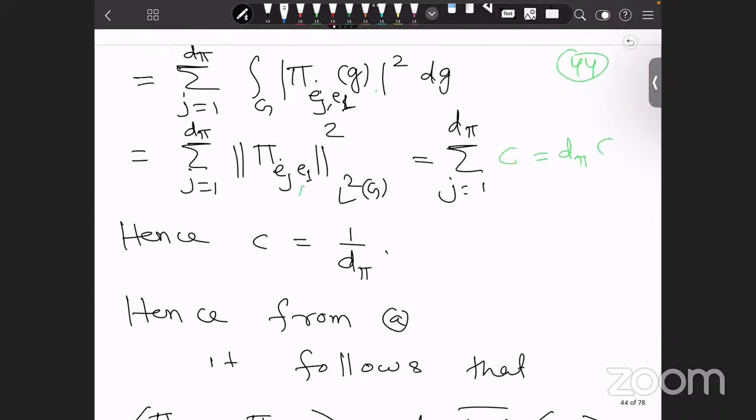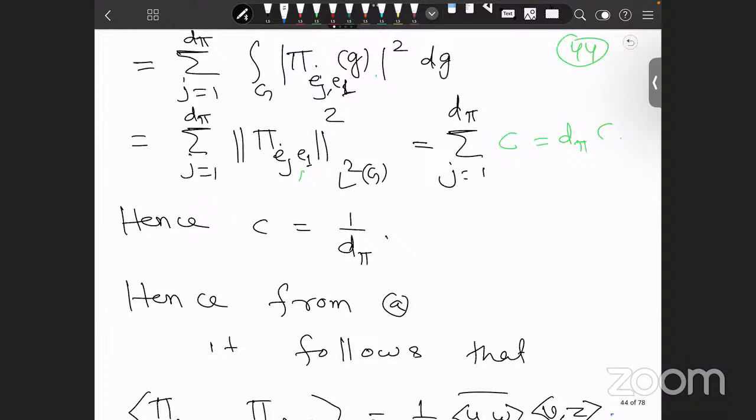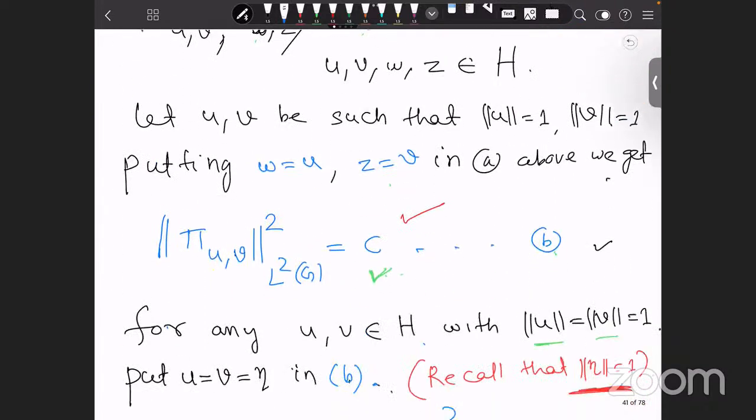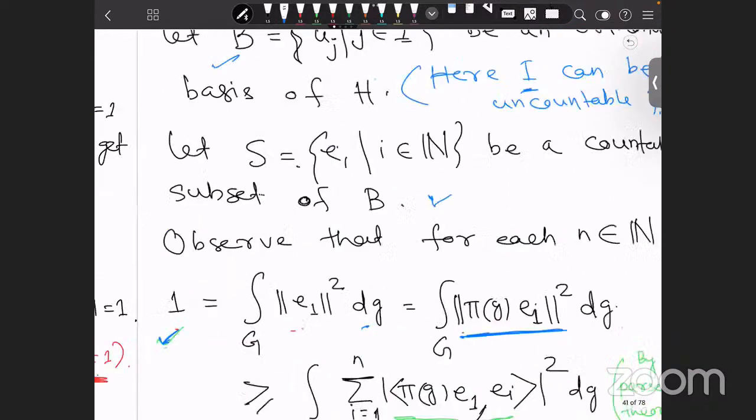Now I write that line. So this is equal to the summation, j equal to 1 to d_pi, of the integration over g of the mod of the inner product of pi(g) e_j with u1, squared, dg, and this is equal to nothing but the summation, j equal to 1 to d_pi, of the norm squared of the inner product of pi e_j with u1, and this is really c. I have told you that this is always c. This is the line. So this is c.